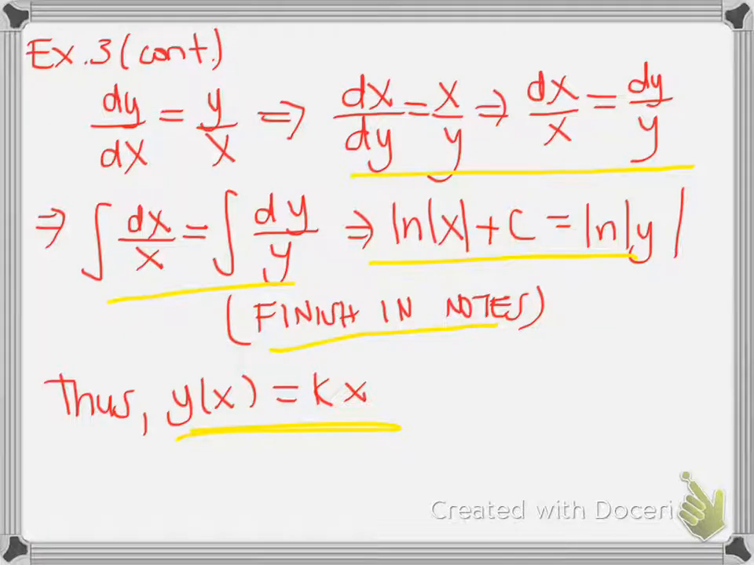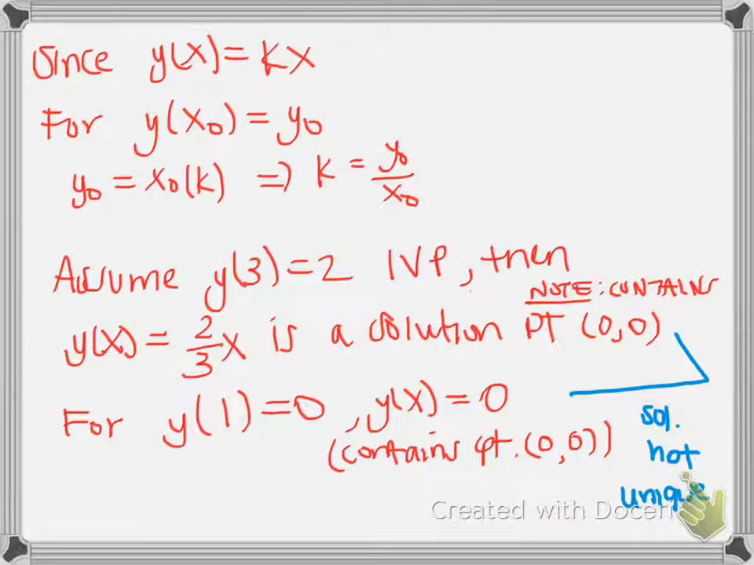So in your notes, if I ask to see your notes, I don't want to see "finish in notes" written in your notes. I want you to actually finish them yourself, and then hopefully you'll get, you might use a different variable as your constant, but hopefully you get that solution. Okay, well, since y of x equals k times x, then for initial condition y of x naught equals y sub naught, if we substitute it in, we can actually just solve for k in general, right?